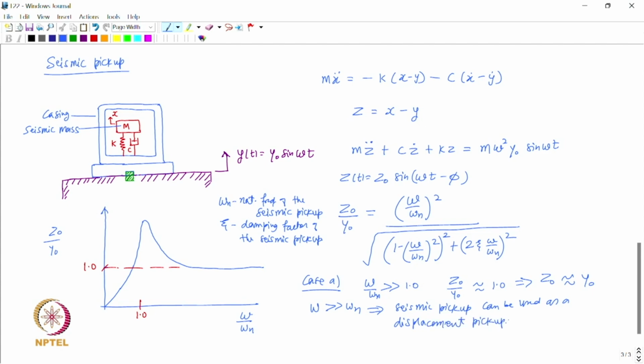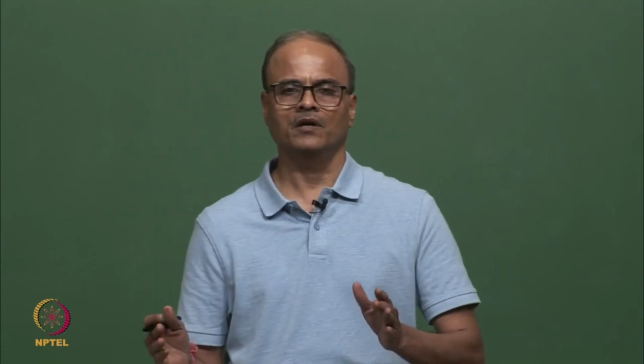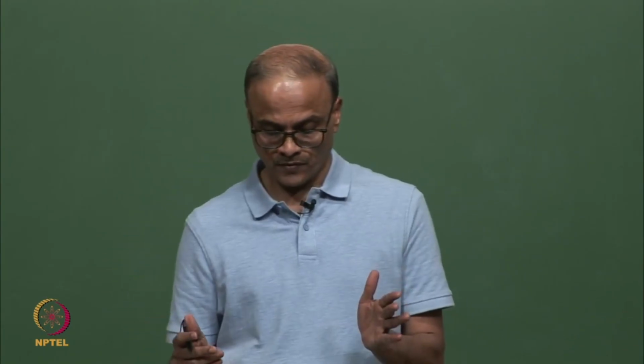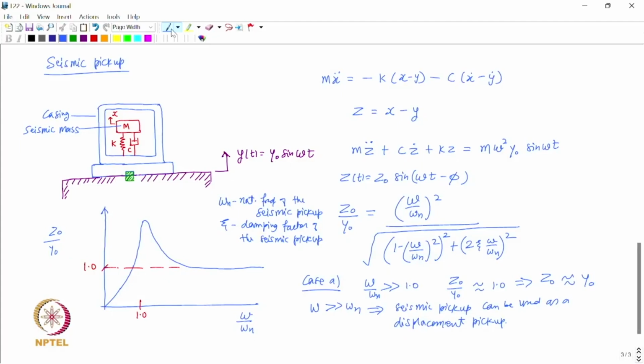Means it can be used as a displacement transducer. Now, in practice, if we want to measure displacement, the frequency range should normally cover from the low frequency range to the high frequency range. So, in order to measure vibrations with sufficiently low frequency, omega n should be smaller than the lower limit of the frequency range. Therefore, the omega n of the displacement pickup should be very small.